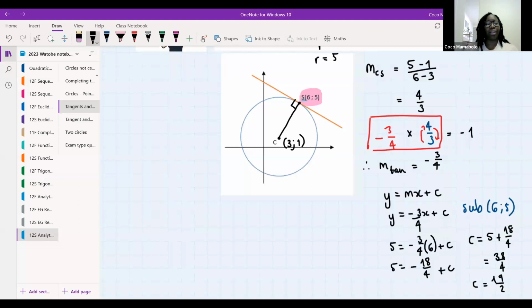And I would recommend that we keep it as a fraction. Just for posterity's sake, some of these fractions give us too many decimals for us to round off, so it will be easier for us to keep it as a fraction. So the equation of my tangent will read y is equal to negative 3 over 4 x plus 19 over 2. It's not to say that you're wrong. If you write it as 9.5, it's easy enough, but there are other questions with tricky decimals, so we don't want to bump into that kind of issue.